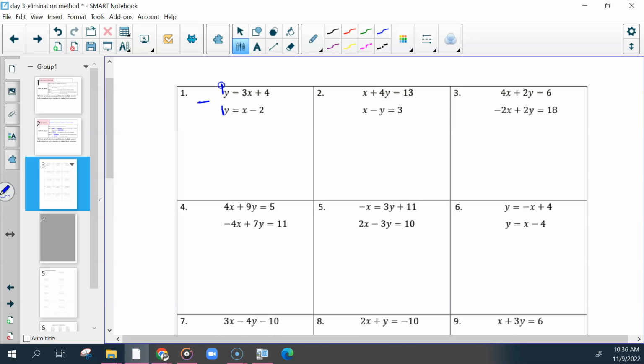So I'm going to put that out front, and I'm going to subtract the entire equations from each other. So y minus y would be 0. 3x minus x would give us 2x. And then be careful here because we have 2 negatives. 4 minus a negative 2 would be plus. So if you're not sure, put it in your calculator, double check it.